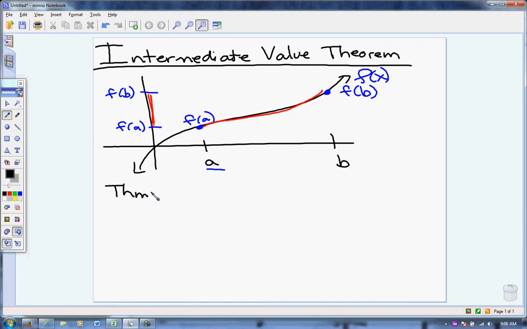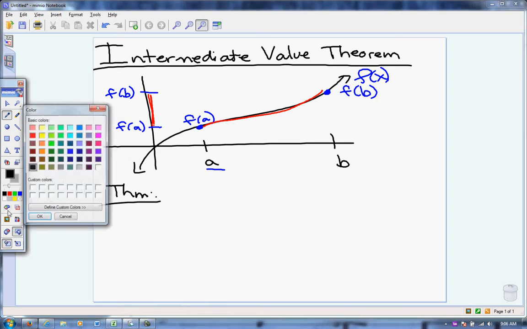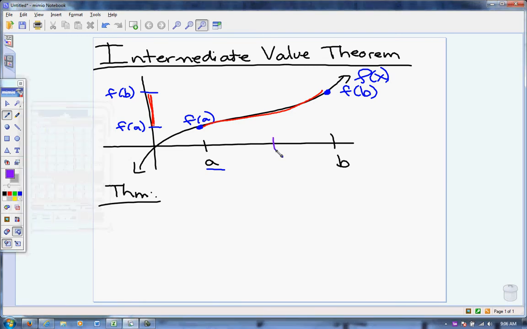Okay? So let's kind of write this theorem down. I'll try to summarize it in a way that you can understand it. Or in other words, let's add something to my graph here. I'll use purple. There has to be an x-coordinate c. If this intermediate value theorem is true, there has to be a c that gives me an f of c that is in between these two. According to the intermediate value theorem, there has to be some value in between.